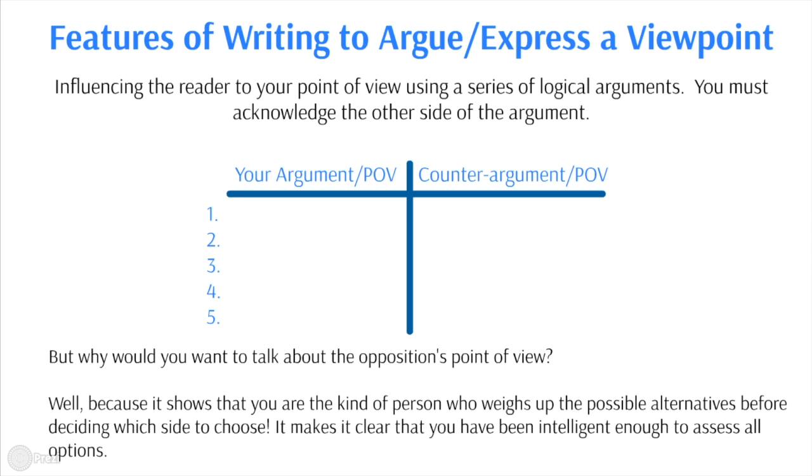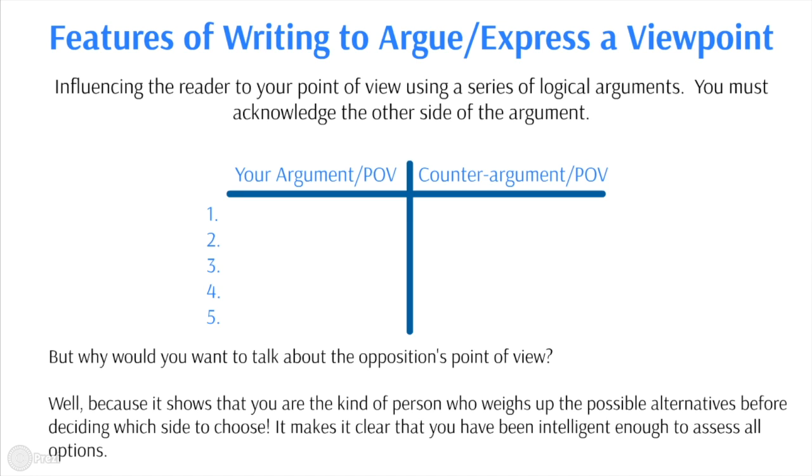Well, because it shows that you are the kind of person who weighs up the alternatives. So the examiner wants to see that you've sat there and you've actually considered both sides of the argument and you've come to the conclusion on one side, depending on how many arguments you've got for and against. So you've actually sat there, thought it through. You haven't just gone with one side and thought it's easier to write that, okay? So it shows that you're intelligent enough to assess all the options.